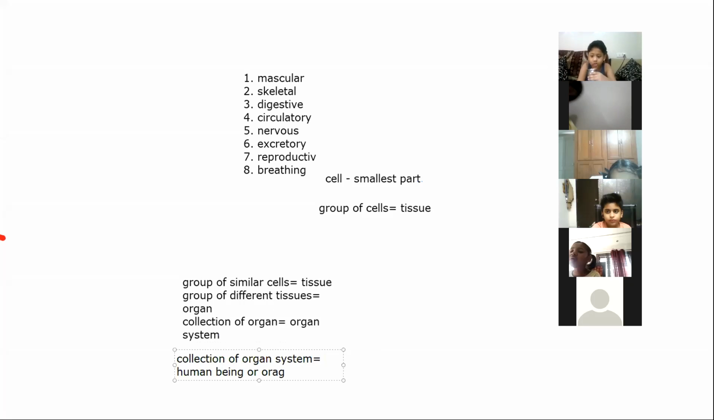Do you know? An animal is called an organism. An insect is an organism. We also come under organisms. Very simple. So a collection of organ systems is equal to a human being, an organism. So the flow goes like this: cell, tissue, organs, organ system, organism. Okay, cell, tissue, organs, organ system, organism.